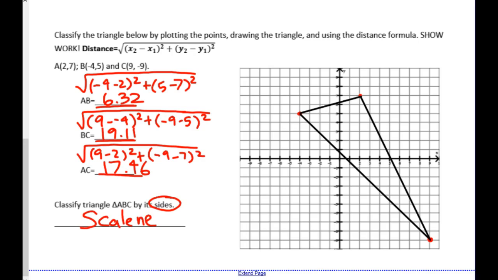Okay. If I asked you to classify by the angle, well then you can see right here we have an obtuse angle. Hopefully you can see that. But either way, it's just asking you for the sides. So you do have to be able to use distance formula. So make sure you're familiar with that. We did do that assignment, and you will be given the formula. So that's the review.